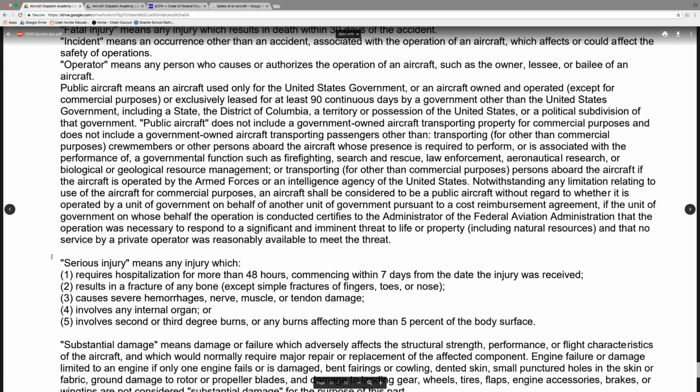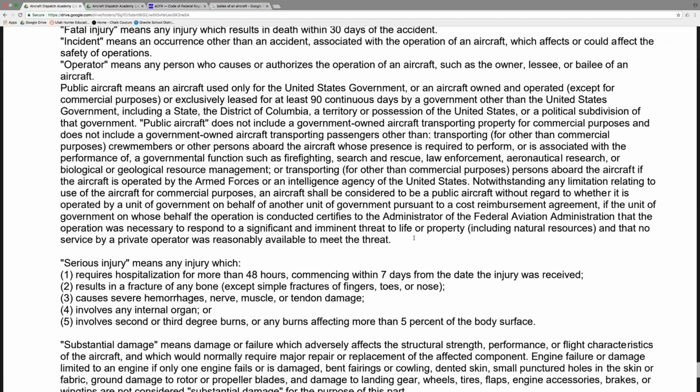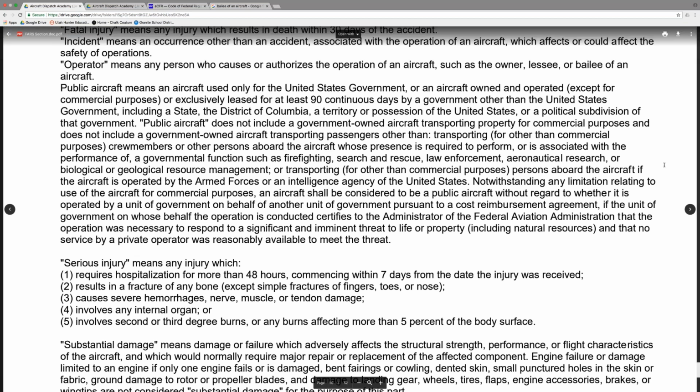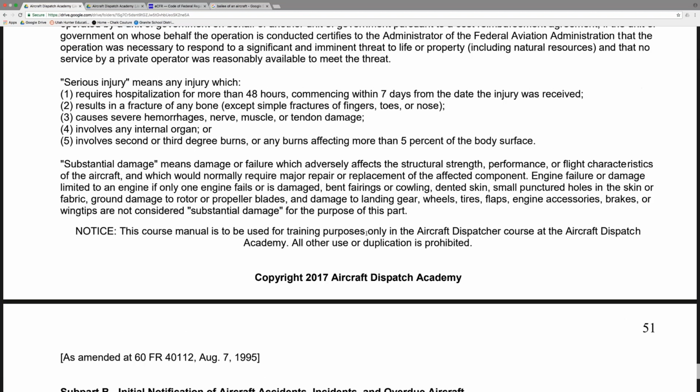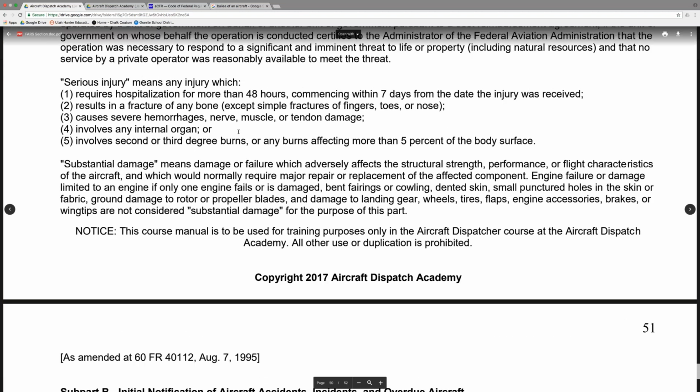All right. So basically, that's your definition of a public aircraft. That's a pretty long definition. But yeah, so the government doesn't own it. They're just borrowing it to do things like firefighting, search and rescue. You'll see a lot of Civil Air Patrol aircraft, things of that nature. So, serious injury. Who wants to define serious injury for us? Let's see. CJ.